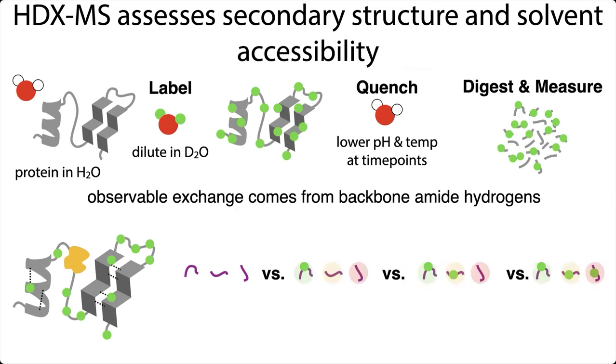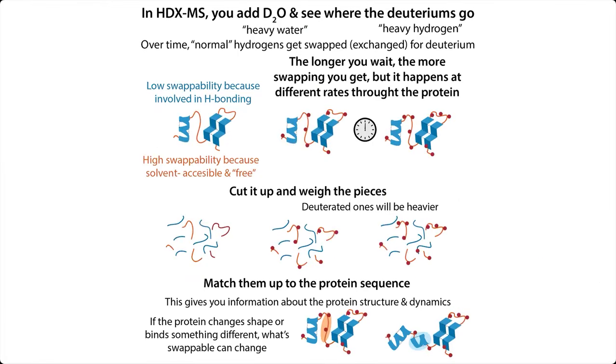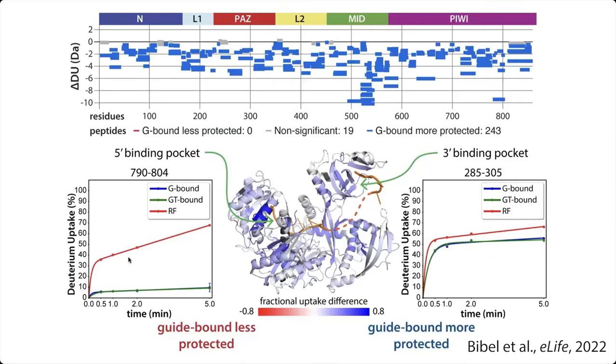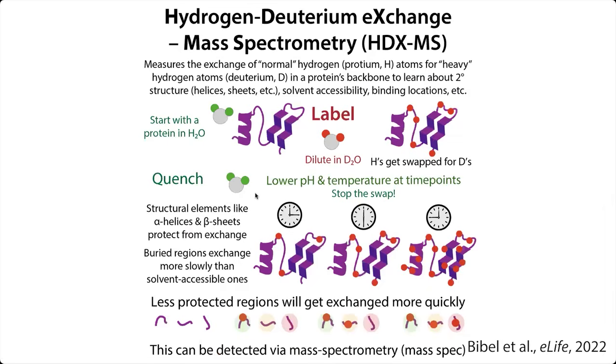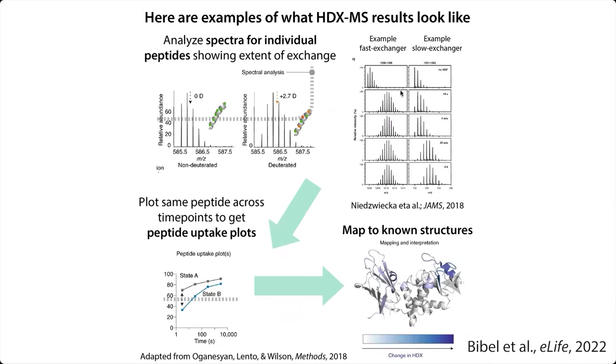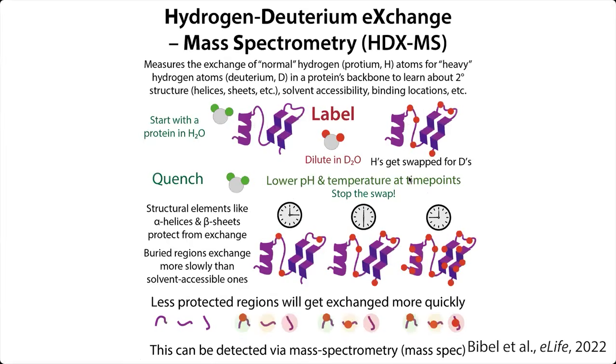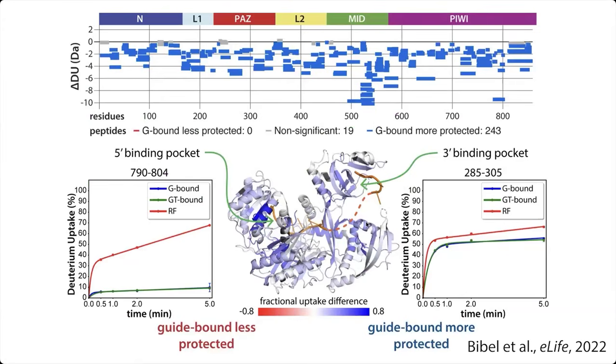Then you can cut up and measure the pieces and compare them under different conditions. You take time points, and something that is flexible, solvent exposed, or doesn't have a defined secondary structure is going to take up a lot of deuterium really quickly. You'll see a signal that takes things up really quickly, as opposed to something that is not taking up the deuterium, which would be a more protected region. You might see things shown in a spectrum, or you might see uptake plots over time, and you can compare different conditions.